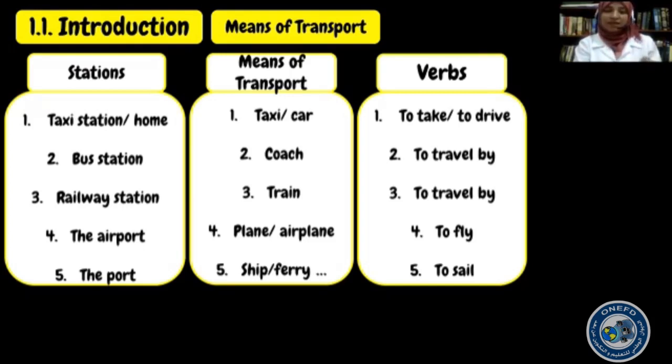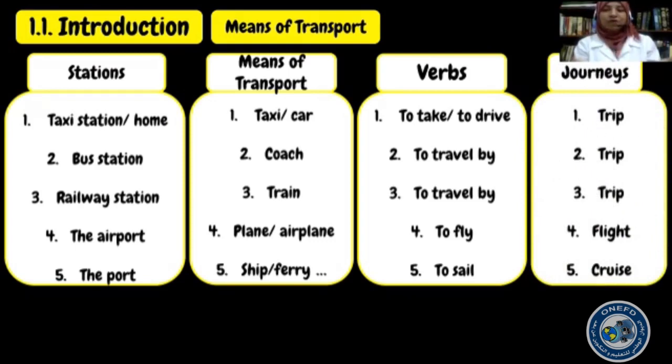The last thing is that we need to know the name of the journey or our trip using a specific means of transport. So the first, if you are going to use a taxi or a car, you are going to call it a trip. Your travel from one place to another by car is called a trip. For coach, it is the same. If you are traveling on a coach, you say that you are on a trip. Train, the same, we call it a trip.